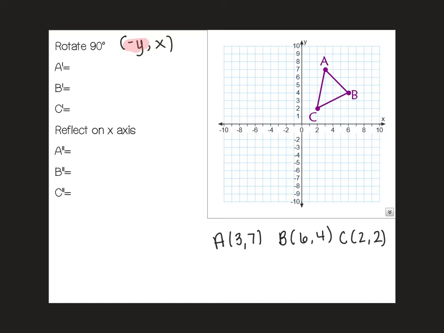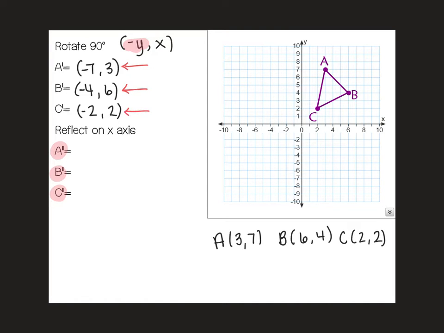So for A, when I switch them, I get 7, 3, and then I want to change the 7 to be negative. For B, when I switch, I get 4, 6. I want to change the first one so it becomes negative. And C, when they switch, I get 2, 2. And for the first one, they become negative. Notice that my second set of letters have the double apostrophe, which is said double prime. And that means I want to use these points now, not the original.